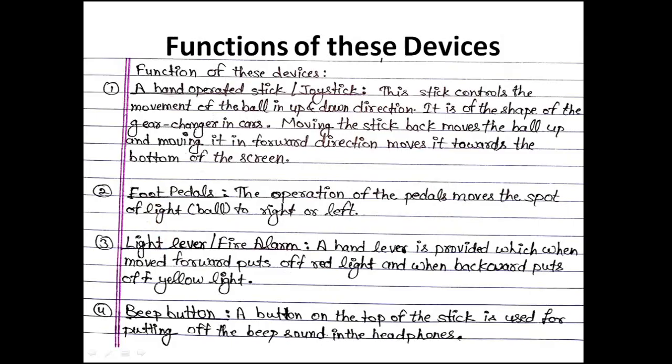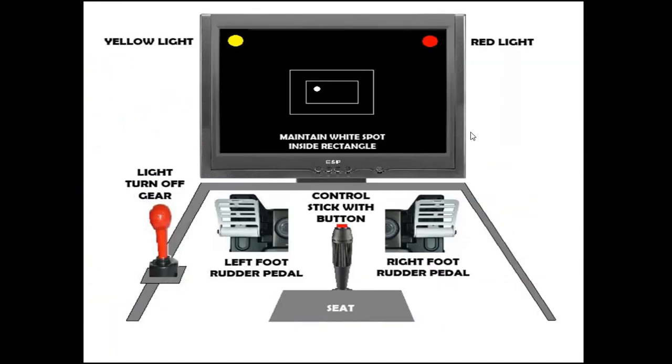Now, functions of these devices. What are the functions of these devices? First, a hand operated stick, that is the joystick. This stick controls the movement of the ball or spotlight in up and down direction. It is of the shape of the gear changer in cars. Moving the stick back moves the ball up, and moving it in forward direction moves it towards the bottom of the screen. So this is the control stick, similar to the joystick.